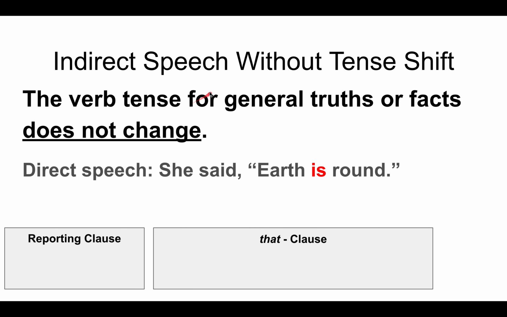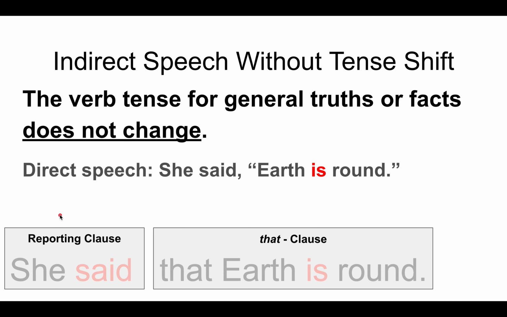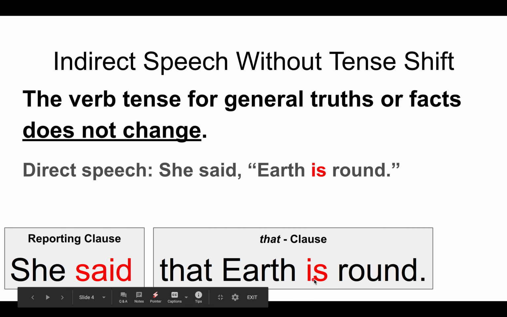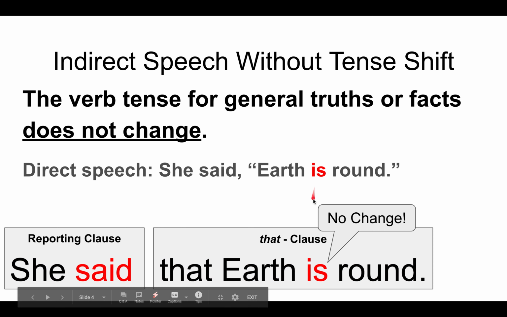For example, general truths. We talked a little bit about this in class, so just to refresh your memory, in case you have forgotten, I doubt you have. So, indirect speech without tense shift. The verb tense for general truths or facts does not change. For example, my direct speech, she said, Earth is round. The reporting clause, as indirect speech: she said that Earth is round. So you can see here, the be verb does not change.